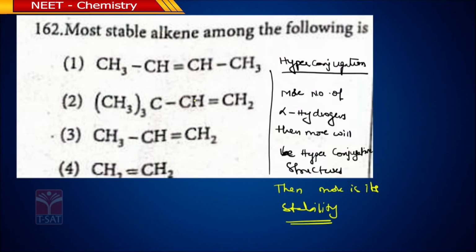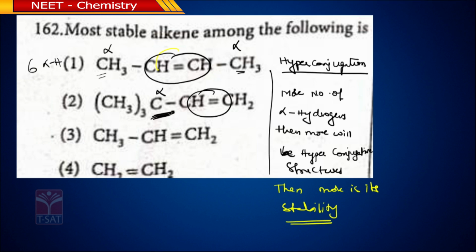See now, where you will have more alpha hydrogens. The very first option, this double bond, has 2 alpha carbons. The carbon adjacent to the double bond is the alpha carbon. Hydrogens present on the alpha carbon are alpha hydrogens. In the first option you get 6 alpha hydrogens, and in the second option you have only 1 alpha carbon, with no alpha hydrogens, so 0.